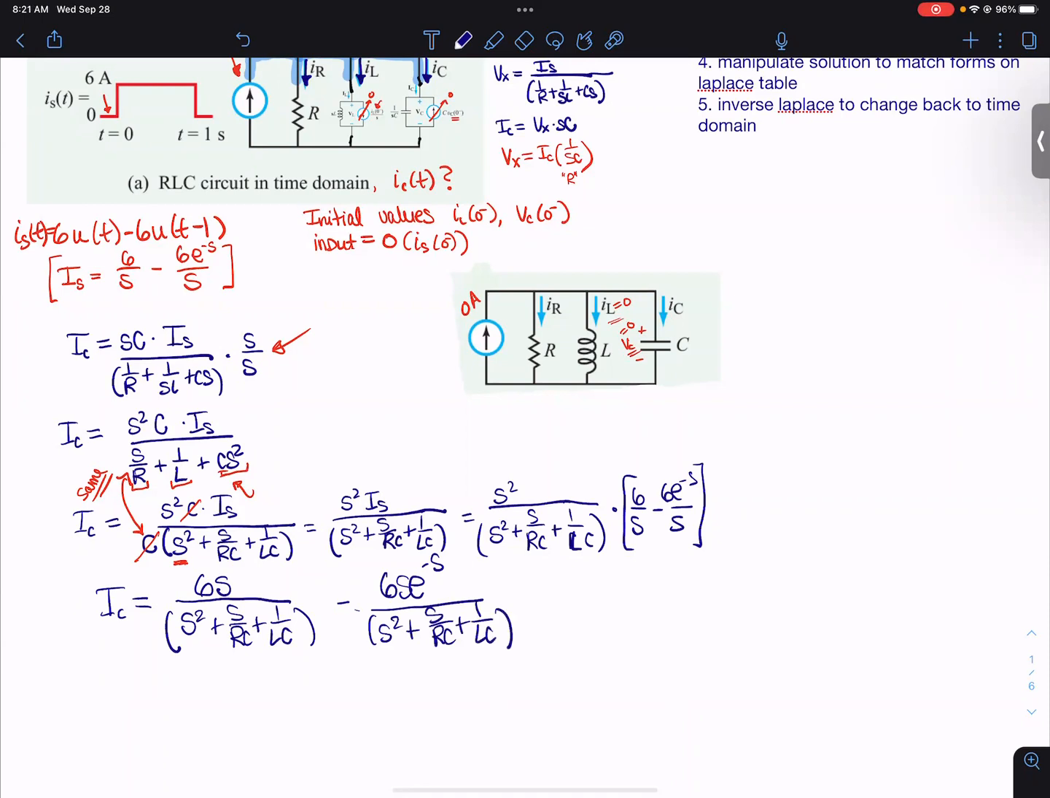So from here now, I need to try to factor that denominator, right? Bottom's denominator. All right.